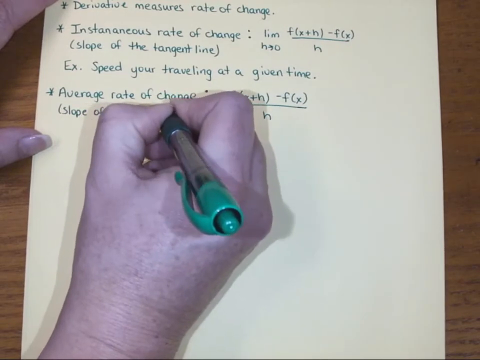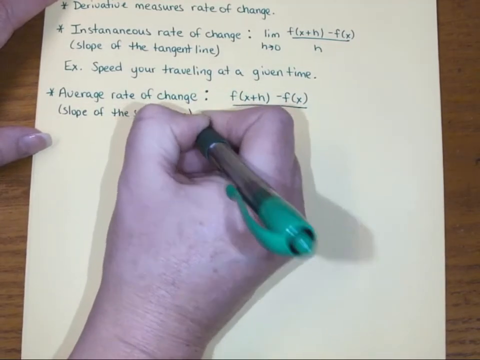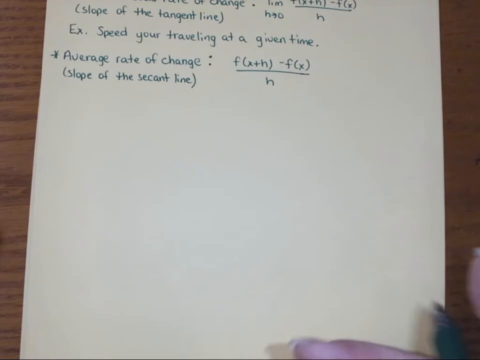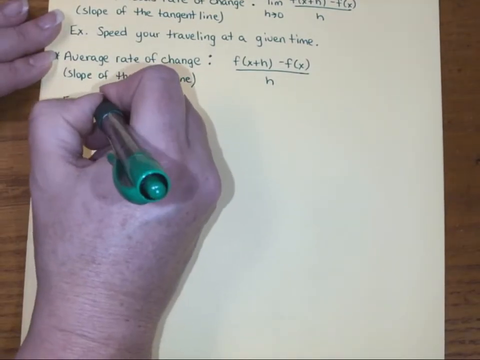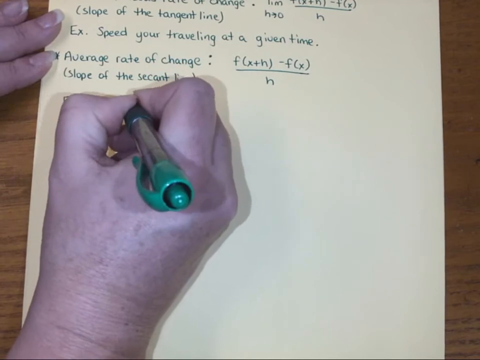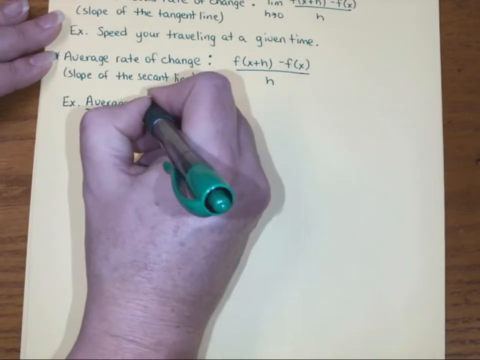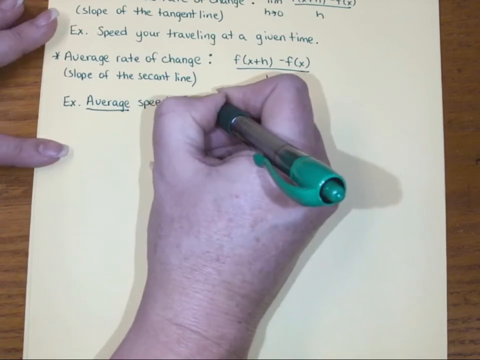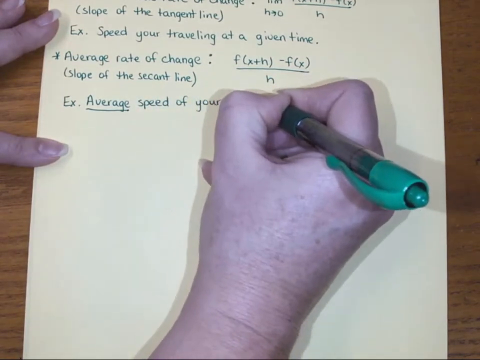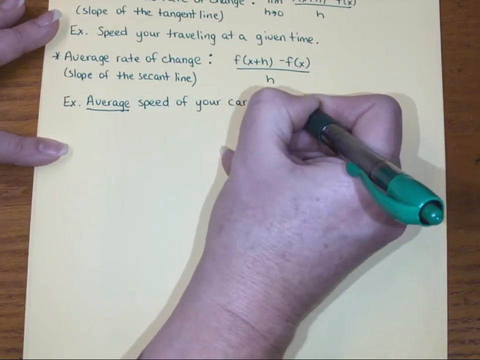So remember back when we showed our pictures at the beginning of this lesson, it was the slope between any 2 points. So a real life application here is this would be like the average speed of your car over a time span. So the average speed of your car during your entire commute.